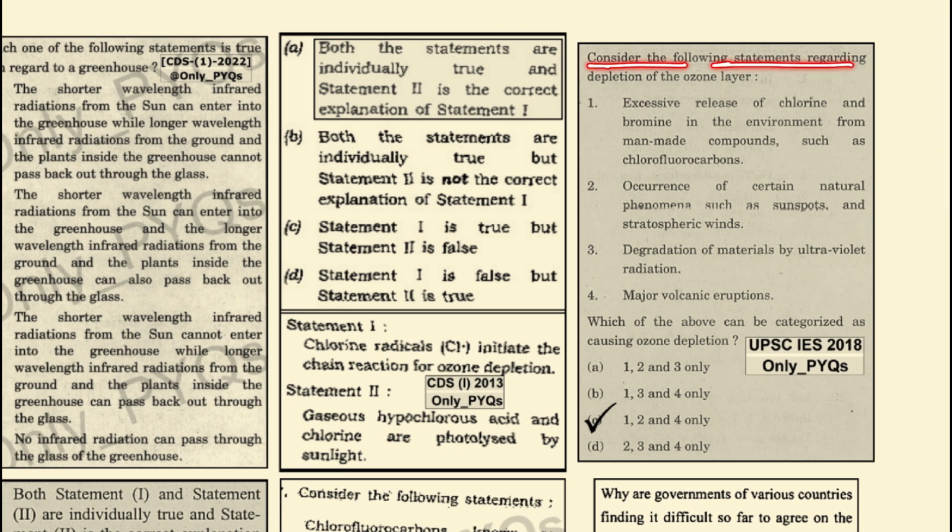Consider the following statement regarding the depletion of the ozone layer. Excessive release of the chlorine and the bromine in the environment from the man-made components such as chlorofluorocarbon. This is a correct statement. Occurrence of certain natural phenomena such as the sunspots and the stratospheric winds. This is also correct statement. Degradation of the materials by the ultraviolet radiation. This is the wrong statement. Major volcanic eruption. This is also one of the reasons. So 1, 2 and 4 becomes the answer.